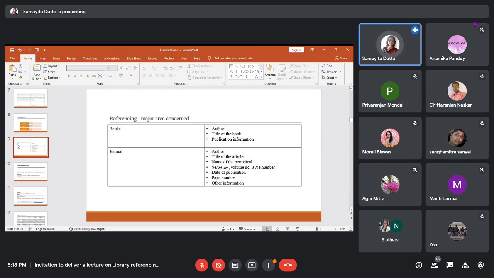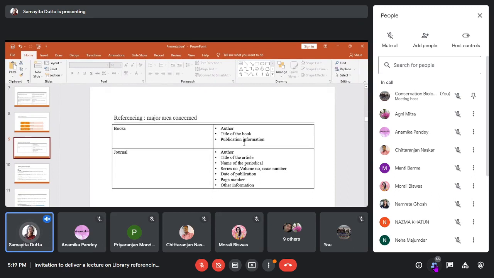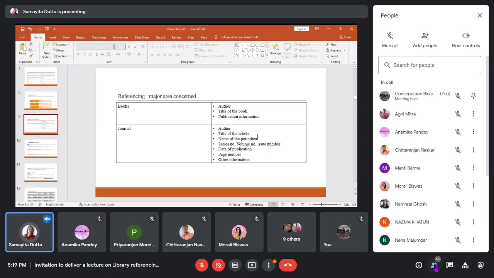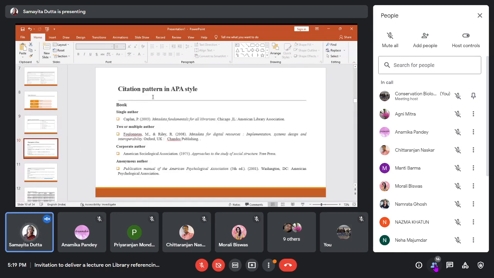In citing books, the areas you should be concerned with are the author of the book, the title of the book, and the publication information, that is, the date of publication, place of publication, and publishing house. In citing a journal, you should consider the author, title of the article, name of the journal, series number, volume number, issue number, date of publication, page number and other information. You should follow the citation pattern in APA style.